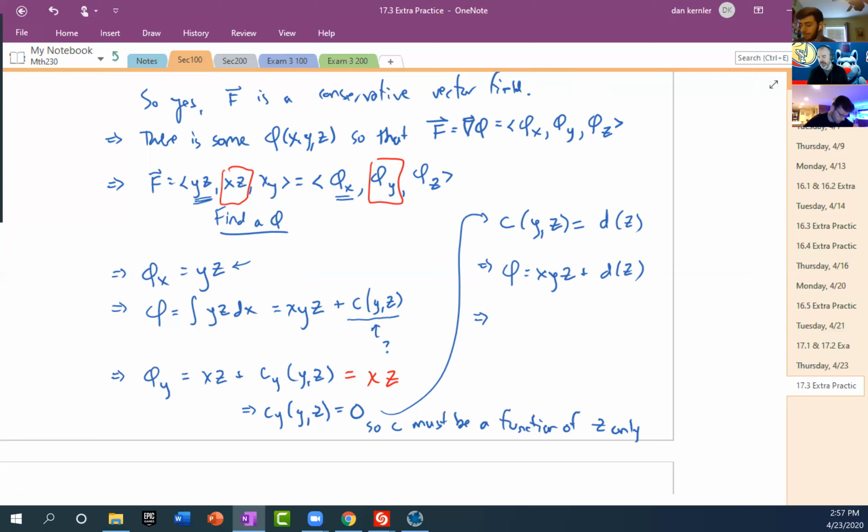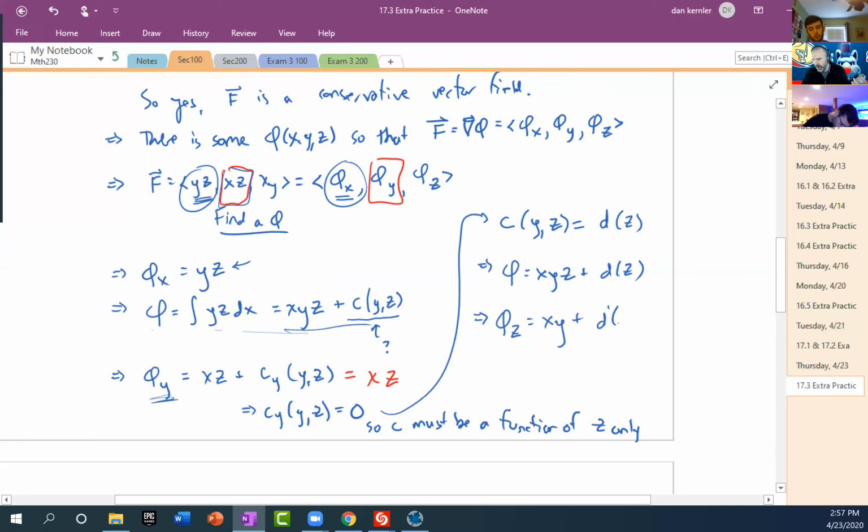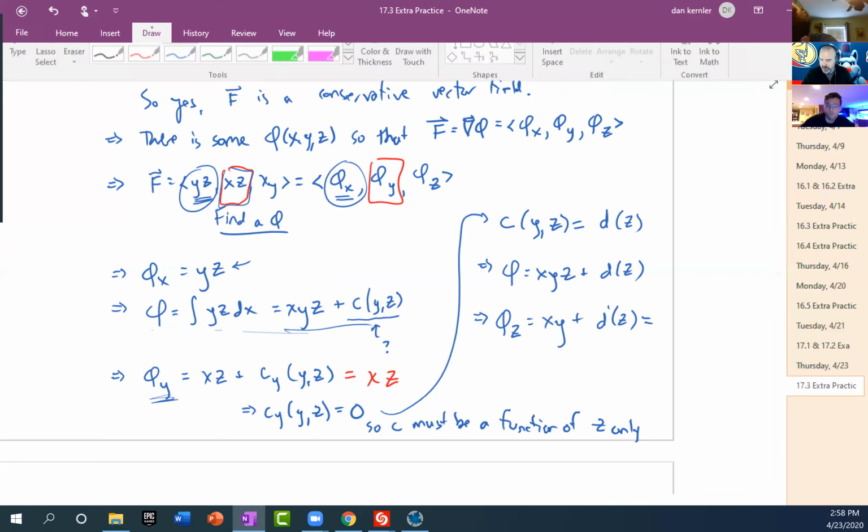Okay, we started with equating the partial derivative with respect to x to the x component. We found a phi. We took its partial derivative with respect to y, set that equal to our second component. Well, the only one left is the partial derivative with respect to z. That's xy plus whatever d prime of z is. I don't need a partial derivative because d is just a function of z. That must be equal to the third component.